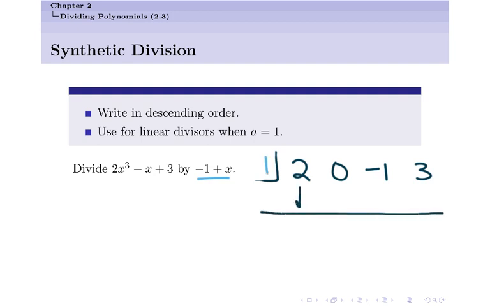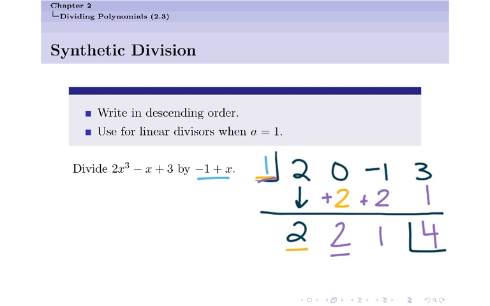Now the first step, you're going to bring down that leading coefficient. Underneath this constant, you're going to close out your box. Now, you're going to take this number, 2, and multiply by this number here and get 2. Then you're going to add down. So 0 plus 2 is 2. Then you're going to multiply. 2 times 1 is 2. Then you're going to add down negative 1, so you're going to combine. Negative 1 and a positive 2 gives you a positive 1. 1 times 1 gives you 1. Combine down, 3 plus 1 is 4.